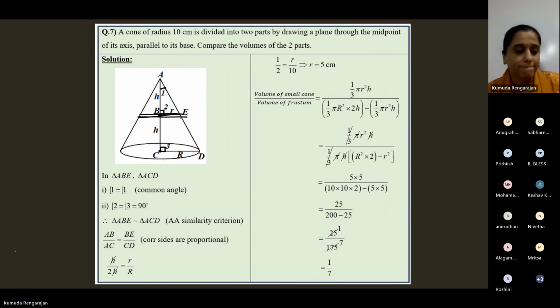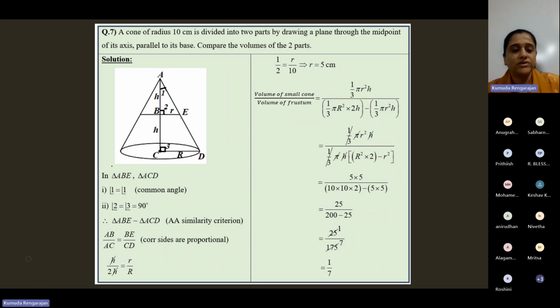All right. Okay. So I've just marked these angles. This is 90 degrees. This is 90 degrees. Why is this 90? Because this is parallel to the base. And this is 90 because it is a right circular cone. So you can say corresponding angles are equal because these two lines are parallel. These two lines are parallel, so corresponding angles are equal. So this also is 90.